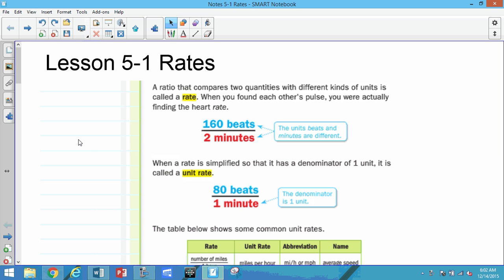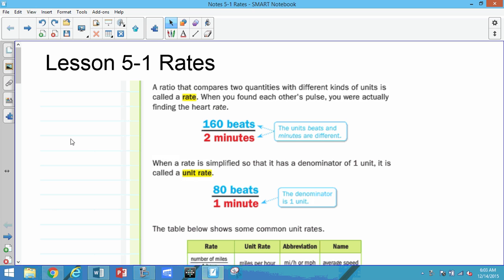Good morning. Today's lesson is lesson 5-1, rates. This is the beginning of the chapter on ratios and proportions. We're taking some of the sections in your book and dividing them up, so that you don't have so much content in a section. I think it's better for you to learn, and it's just not so much information.